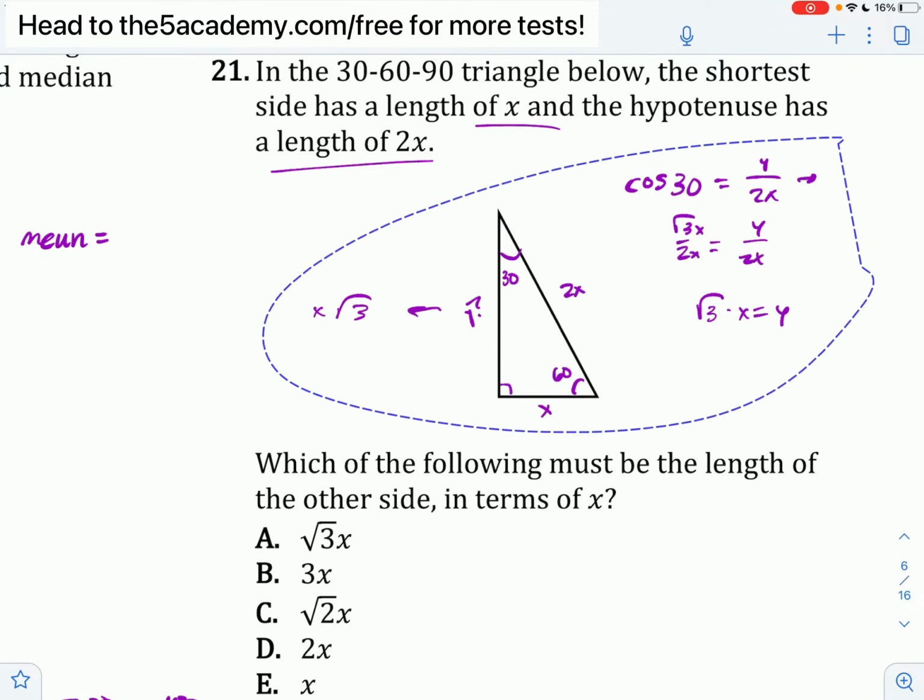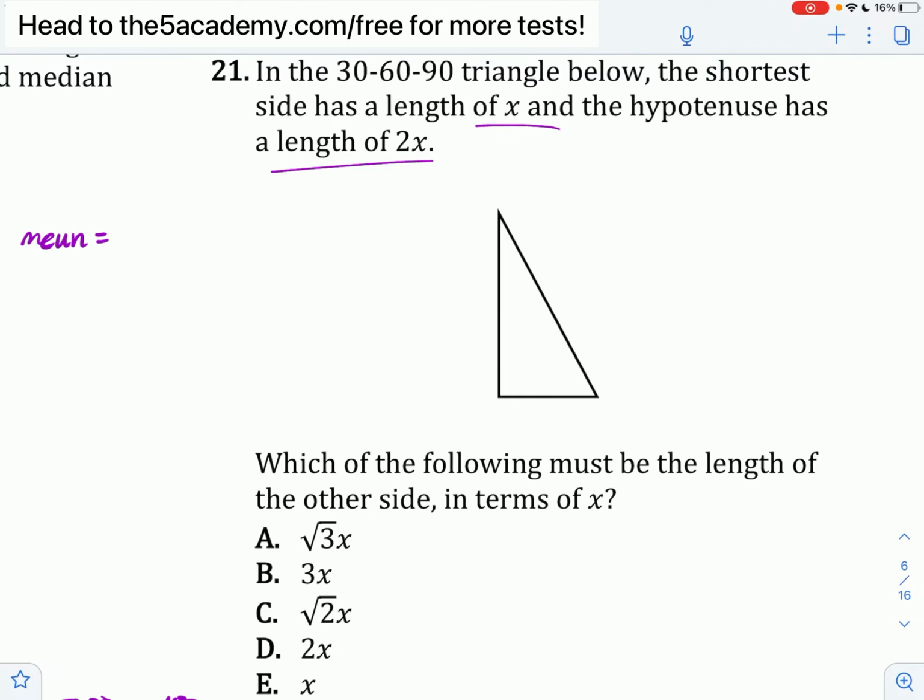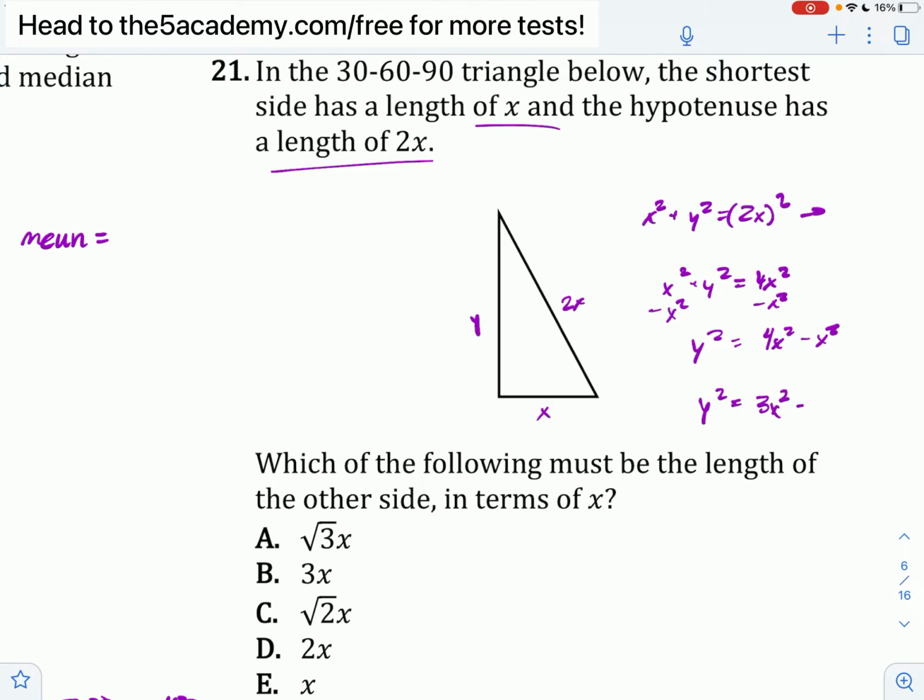The other is to do the Pythagorean theorem. So just put x and 2x, and say y, that means that x squared plus y squared is equal to 2x all squared. That means that x squared plus y squared is equal to 4x squared. Y squared is equal to 4x squared minus x squared. If I subtract x squared on both sides, then y squared is equal to 3x squared. Y is equal to square root of 3x squared, which is equal to x square root of 3. Okay, that's another way to do this problem.